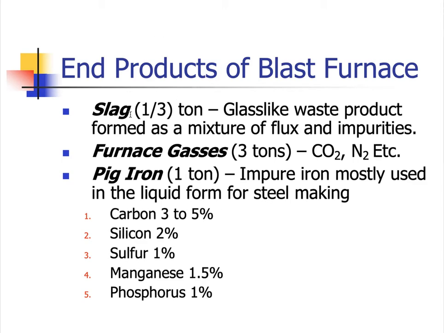End products of the blast furnace, we have a 1/3 ton of slag that comes out. We have 3 tons of furnace gases, carbon dioxide, nitrogen. Now nitrogen just goes in and goes for the ride, so that's why we try to add oxygen to decrease the amount of nitrogen that has to get heated up in the furnace, because it does take energy.